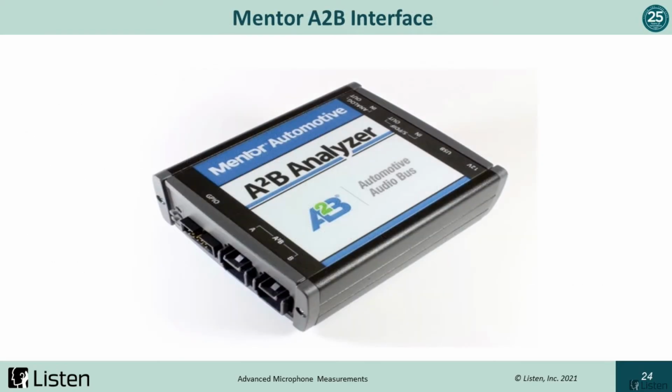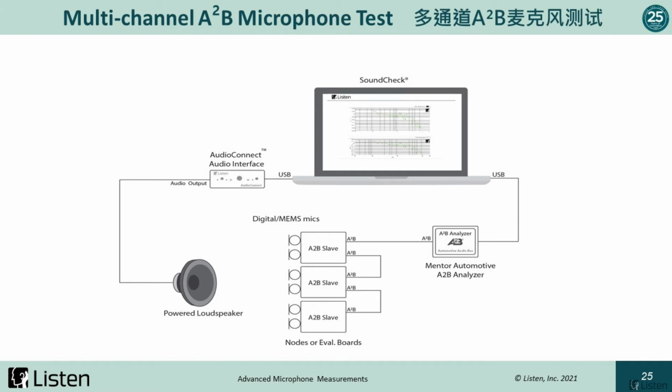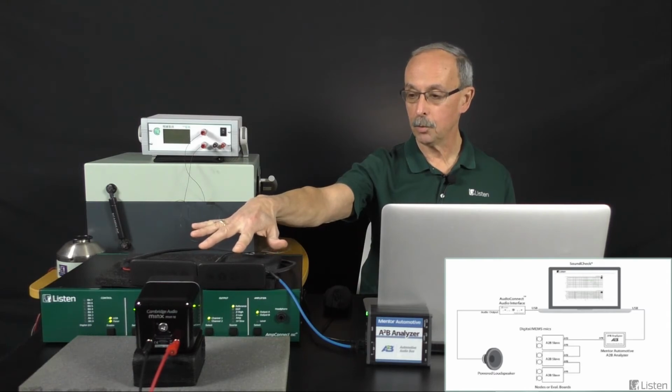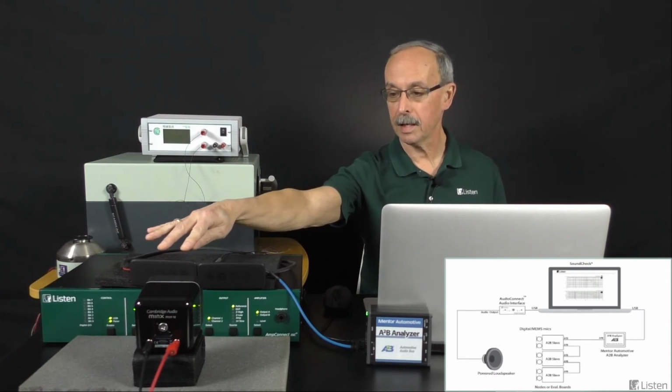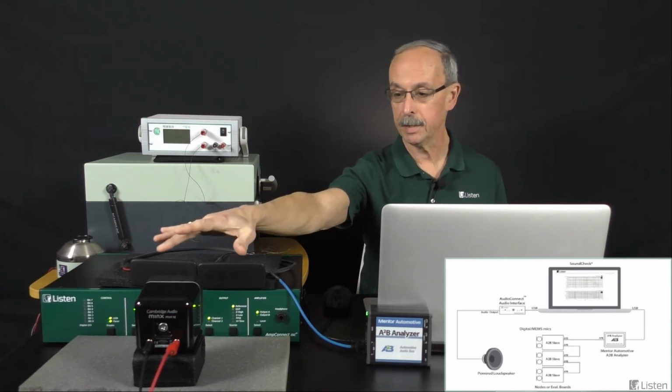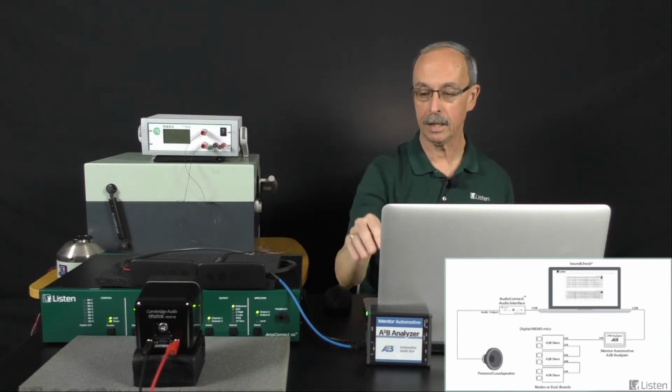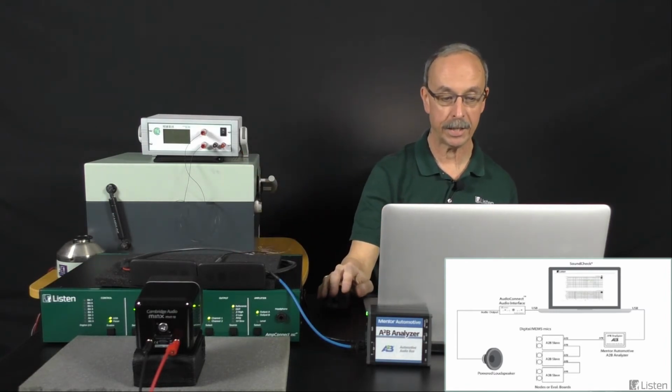Here's a picture of the A to B analyzer, and here's a little bit of a schematic showing how one might set this up with your SoundCheck PC, the analyzer, and several slaves. Right now I've got a couple of slaves here, and each one is going to present themselves as a left-right pair, so we're actually going to be doing 4 independent channels of acquisition when we run our SoundCheck sequence.